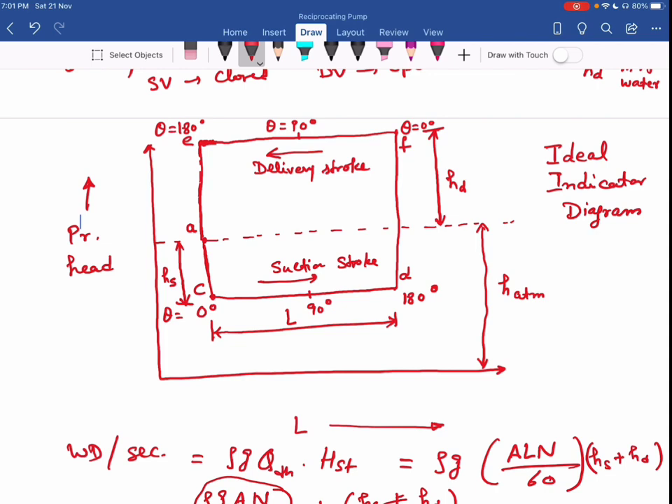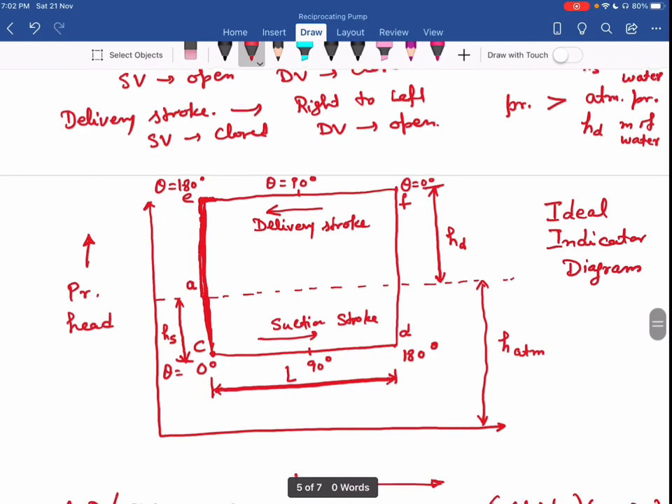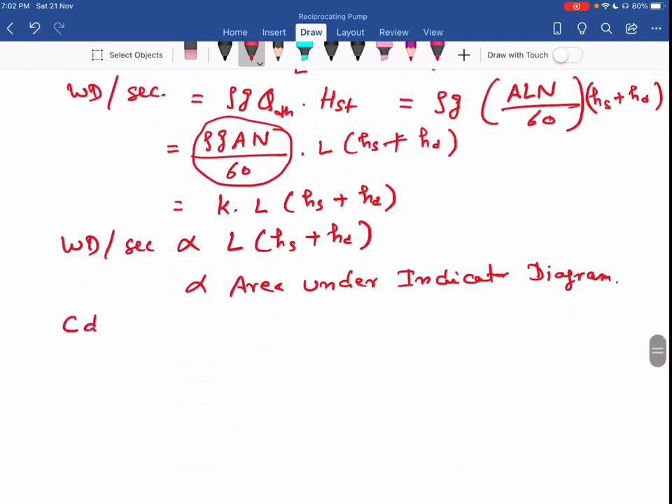Okay. So you can see here, this is the side L. And this is the side HS plus HD. So work done is proportional to area under indicator diagram. So now you can say simply my diagram CDFE, that is my indicator diagram, indicates the work done per second by the pump if I draw that diagram on a particular scale.